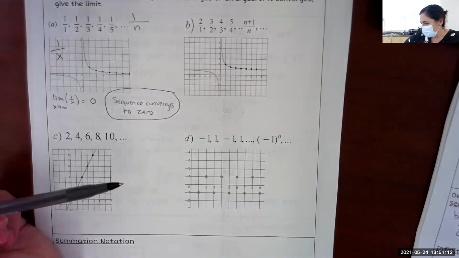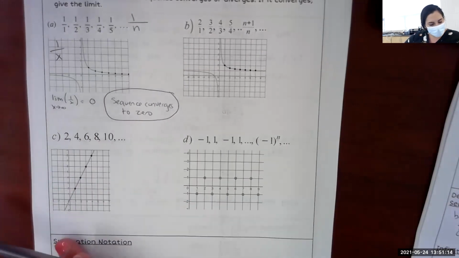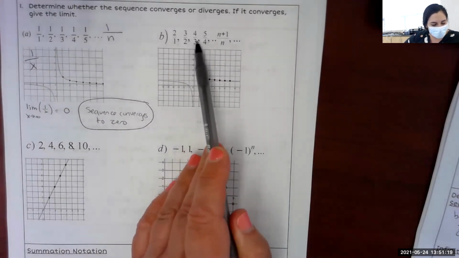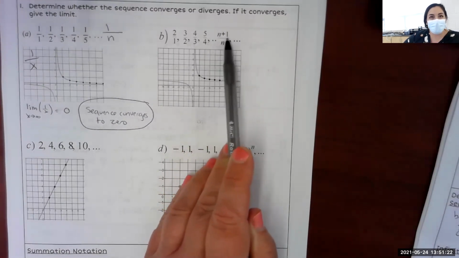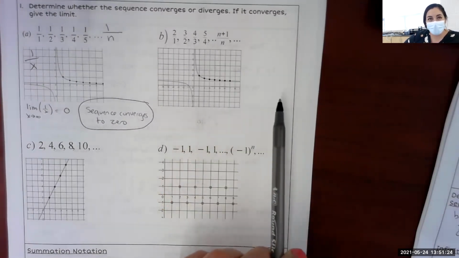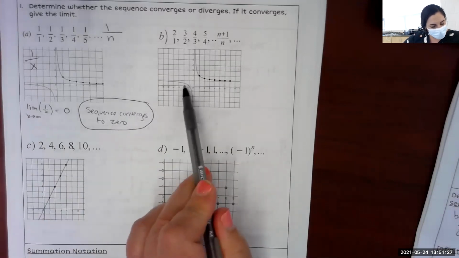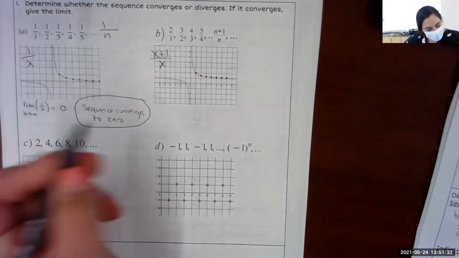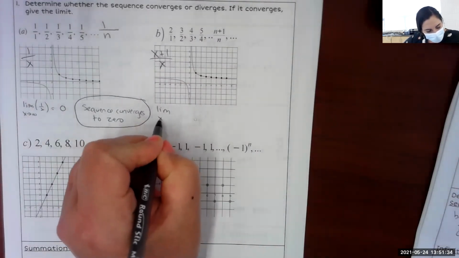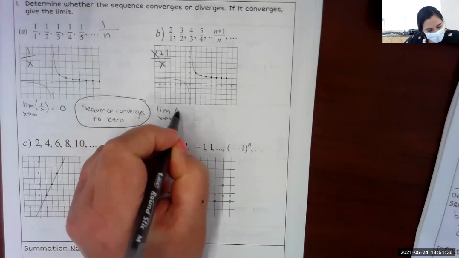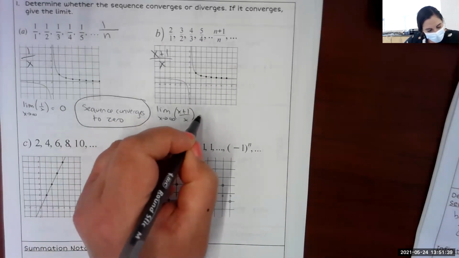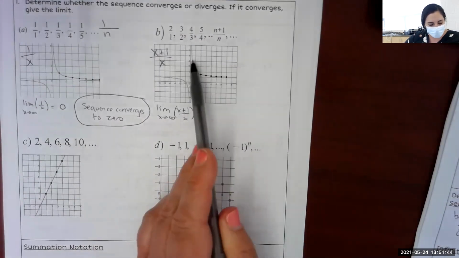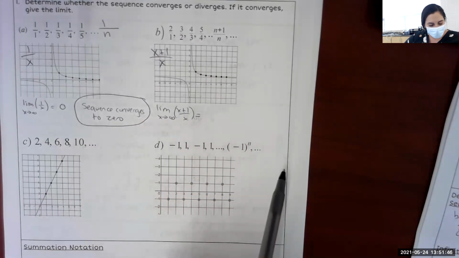All right, let's look at B. So B has 2 over 1, 3 over 2, 4 over 3, 5 over 4, and they're nice enough to write the formula for us, (n+1)/n. Here's the graph of (x+1)/x. So the limit as x approaches infinity of (x+1)/x, what y value is the function getting closer to as x approaches infinity?